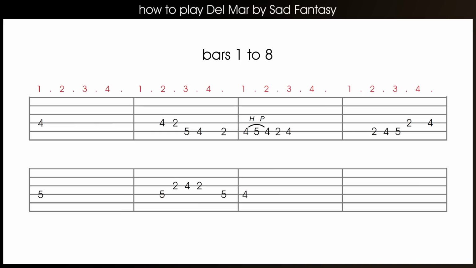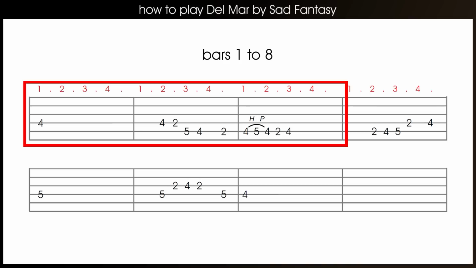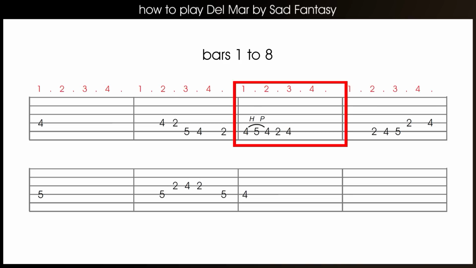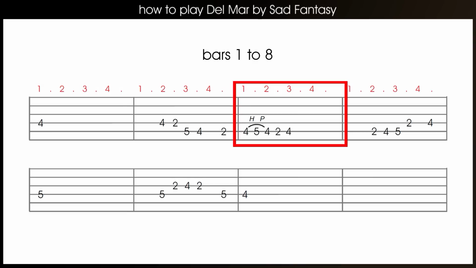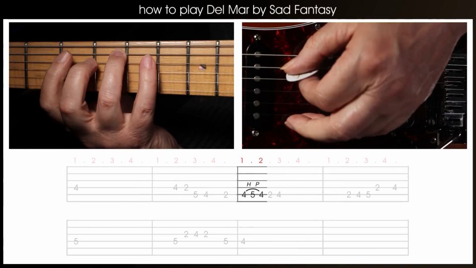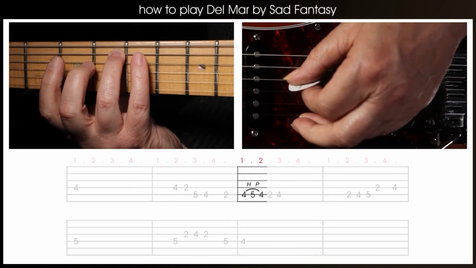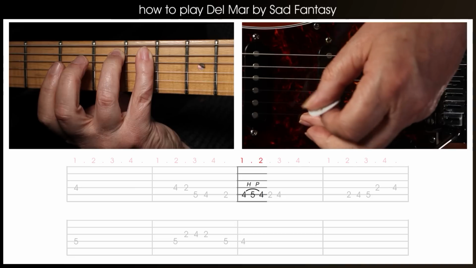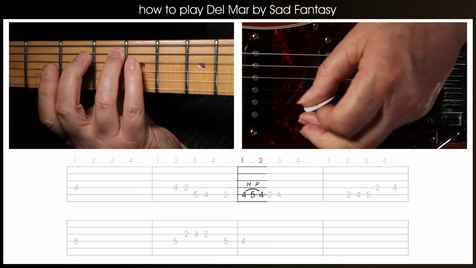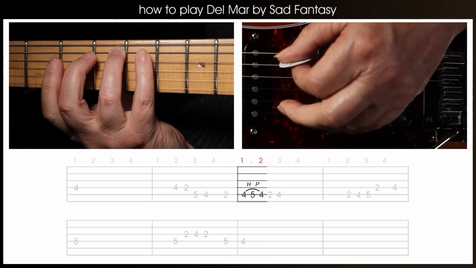Right, let's take a look at the first 3 bars, in particular the third bar, because bar 1 and 2 are very straightforward. However, in the third bar, you'll notice this part here, where you're playing a 4, hammering onto the 5th fret, then pulling off back to the 4th fret. And this is what that sounds like.